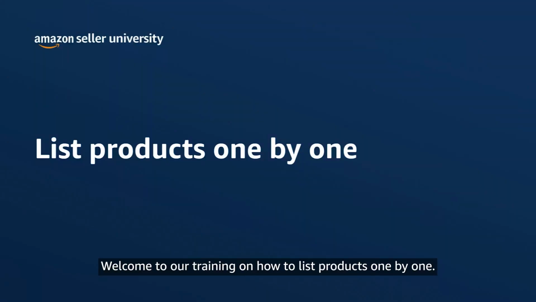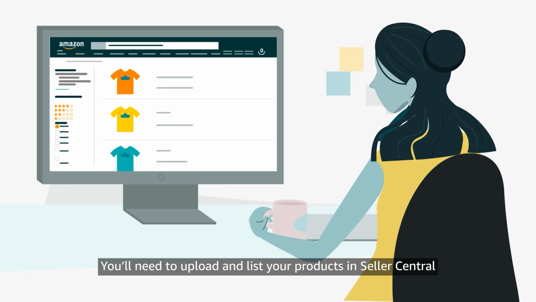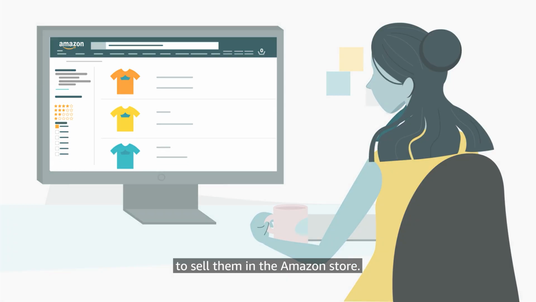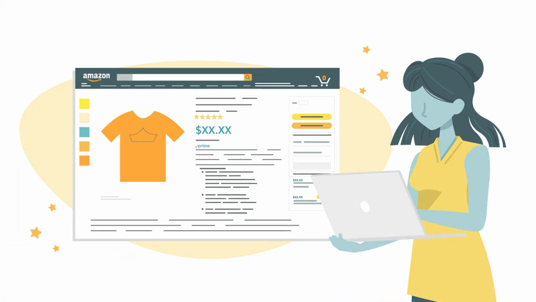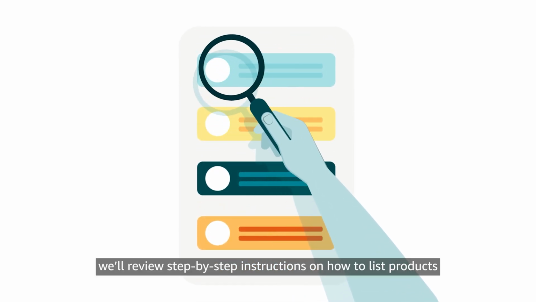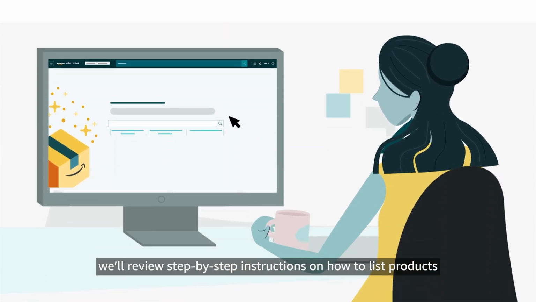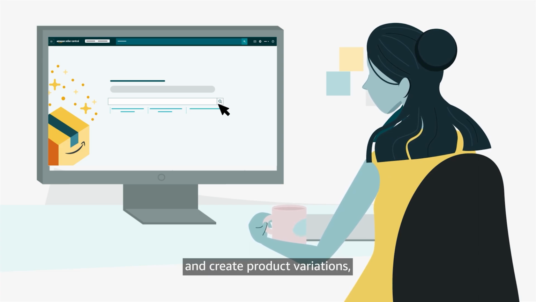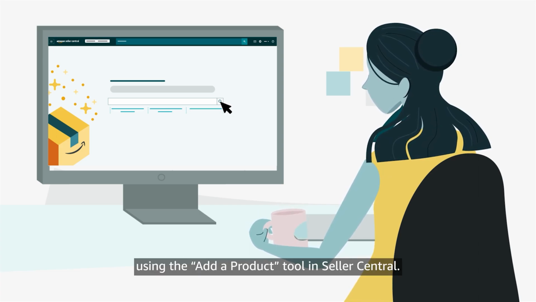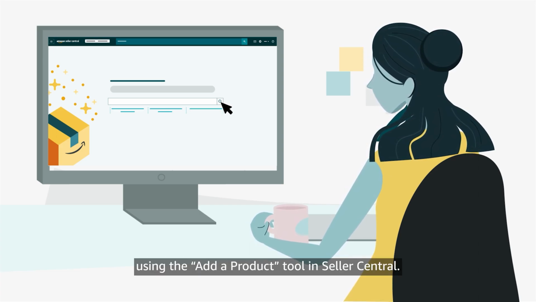Welcome to our training on how to list products one by one. You'll need to upload and list your products in Seller Central to sell them in the Amazon store. In this video, we'll review step-by-step instructions on how to list products one at a time and create product variations using the Add a Product tool in Seller Central.